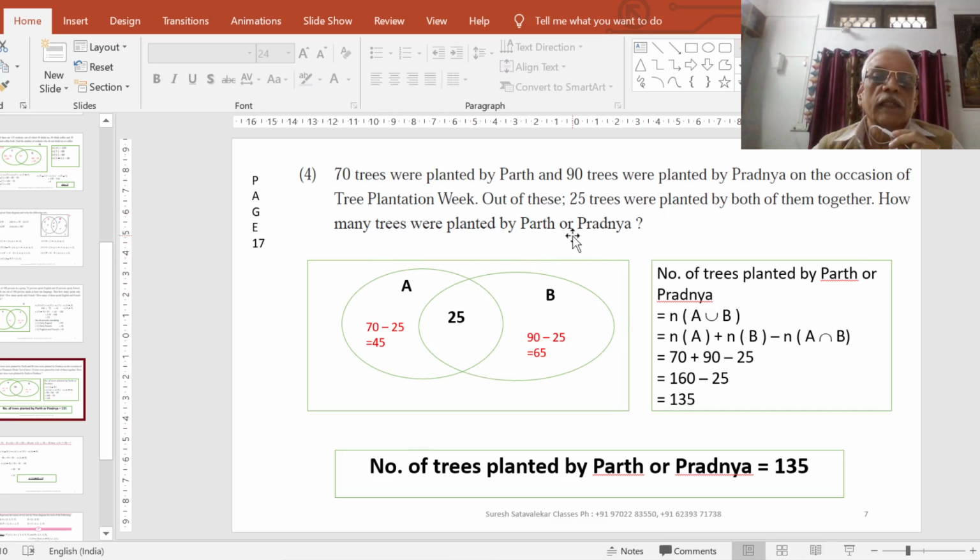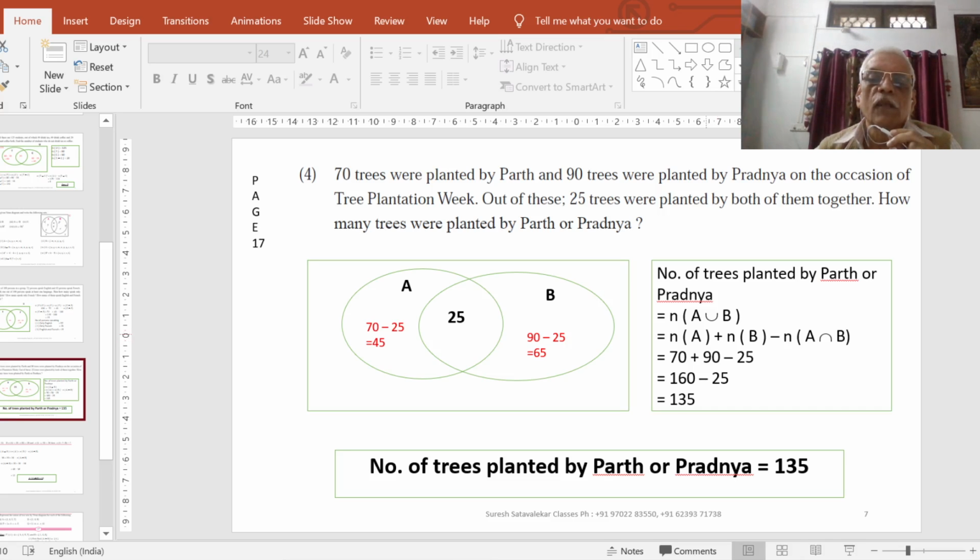Or means union, and means intersection. This is A and B. This is A intersection B. And A or B means all these three. This is union. So, number of trees planted by Partha or Pradnya means number of elements in A union B. That is number of elements in A plus number of elements in B minus number of elements in A intersection B.